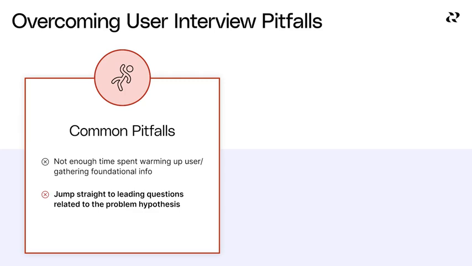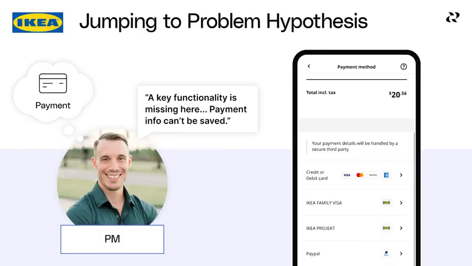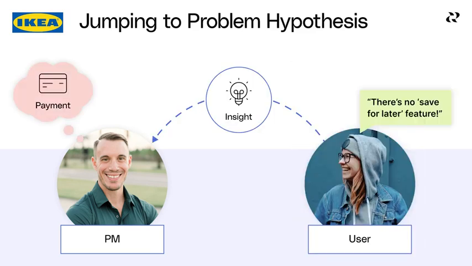The second pitfall is jumping straight to leading questions that relate to the user problem hypotheses. Doing so can push users toward the PM's desired answer instead of giving them space to respond in their own words. For example, suppose you're a PM at IKEA and you're exploring why so few users purchase on the mobile app compared to the web app. You hypothesize that there's missing functionality, such as not being able to save their payment information. If you're not careful, you might ask leading questions in this area. However, the real problem might be that users can't save items in their cart to buy later. If you start with leading questions around the payment process, you might never discover the real user problem.